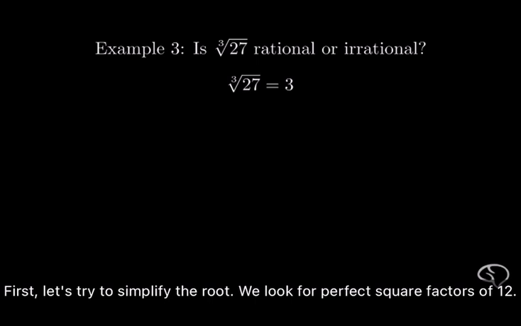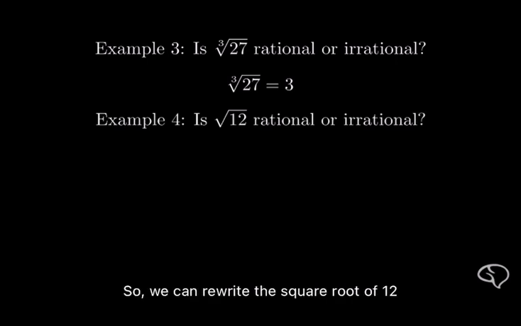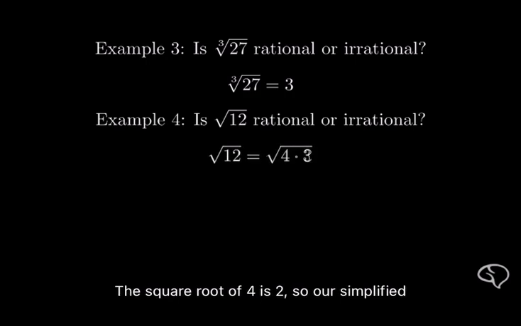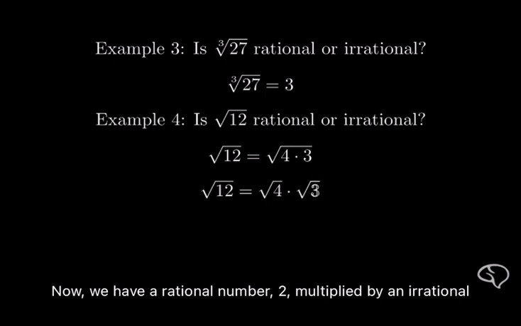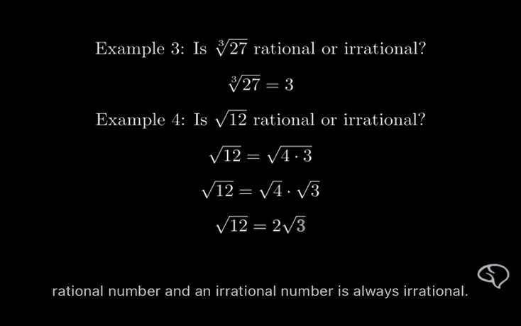Now for our final example. Is the square root of 12 rational or irrational? First, let's try to simplify the root. We look for perfect square factors of 12. We know that 12 is 4 times 3, and 4 is a perfect square. So we can rewrite the square root of 12 as the square root of 4 times 3. Using the properties of roots, this is the same as the square root of 4 times the square root of 3. The square root of 4 is 2, so our simplified expression is 2 times the square root of 3.